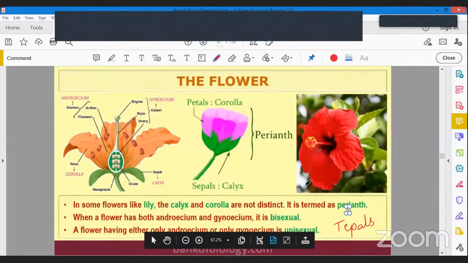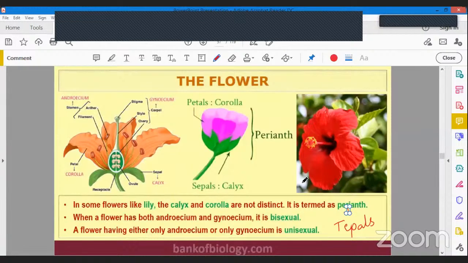When a flower has both androecium and gynoecium, what is it called? It is called a bisexual flower. But if it has either androecium or gynoecium, only one of the two, it is called a unisexual flower. Okay, only one. So take it down.